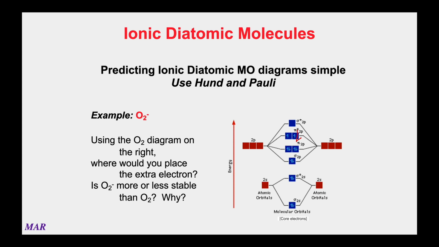We are adding though an electron which is going in an anti-bonding orbital. So we would not expect the O2 minus 1 ion to be as stable. Adding anti-bonding electrons makes the molecule less stable. If you add bonding electrons, or if you take away anti-bonding electrons, you'll make the molecule more stable. So it's kind of cool how everything works out.